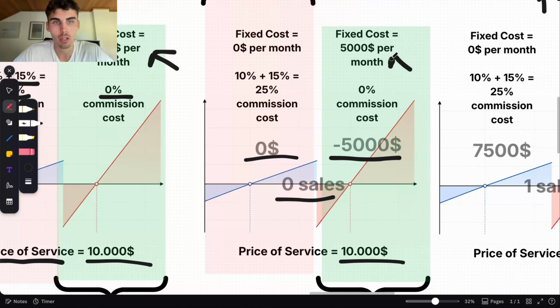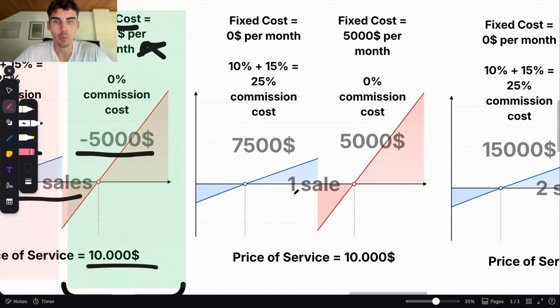Because you have a fixed cost of $5,000 a month that you still need to pay your closer, your seller, your software. You need to pay this stuff because you're paying it on a fixed cost on a monthly basis. So you lost $5,000.